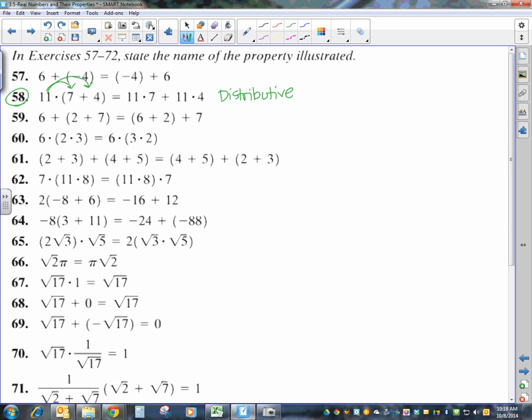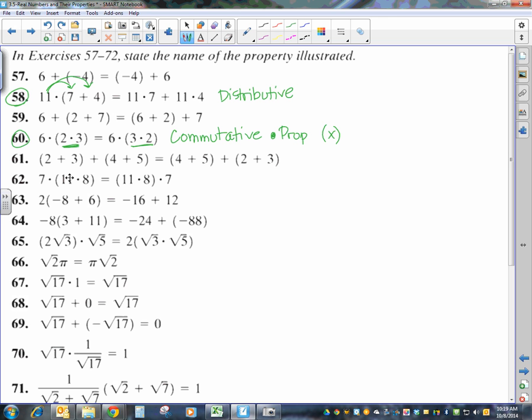Go down to 60. 6, 2, 3, 6. Oh, okay. What's inside my parentheses is the same, but the order changed. So this is actually commutative, not associative, which is what it would look like. I was supposed to say property. Commutative property of, you got to tell me the operation. Okay, I changed the order that I was multiplying, so that's why it's commutative property of multiplication.